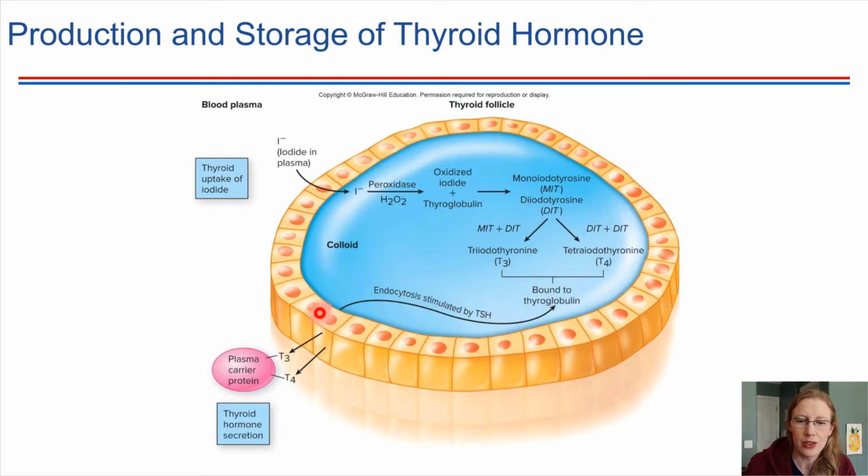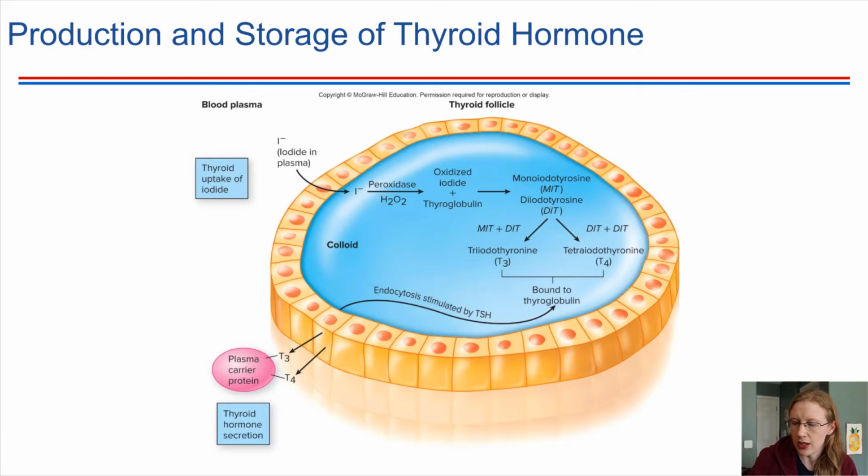They'll be endocytosed by these cells and then ultimately transported out into the blood plasma. So T3 and T4 end up in the blood plasma, and usually they get attached to a carrier protein. And from there, they travel through the bloodstream off to all of their target cells throughout the body. So that is what's going on in a colloid, inside of a follicle. In the colloid space is where these hormones are being produced.